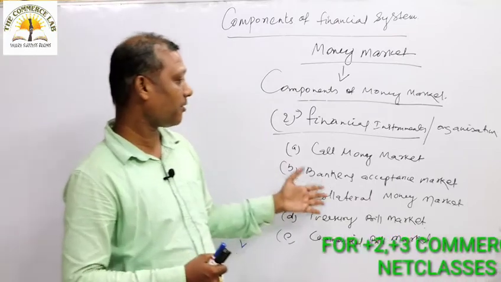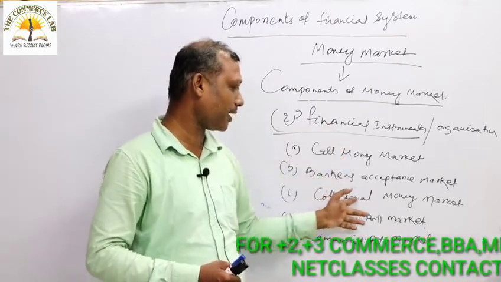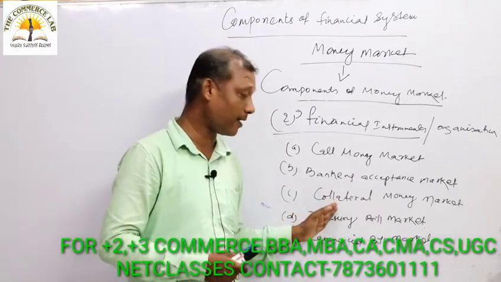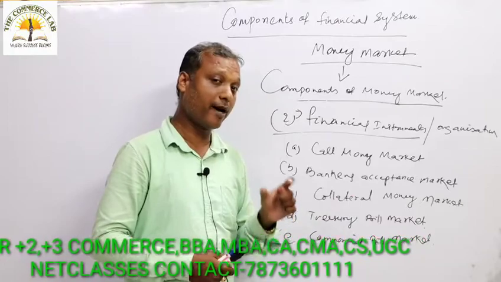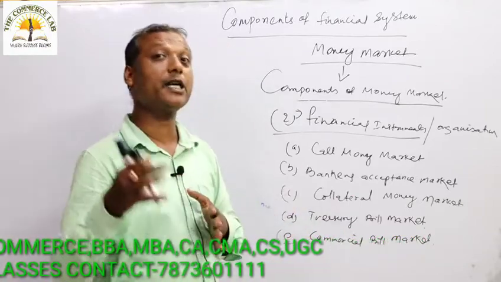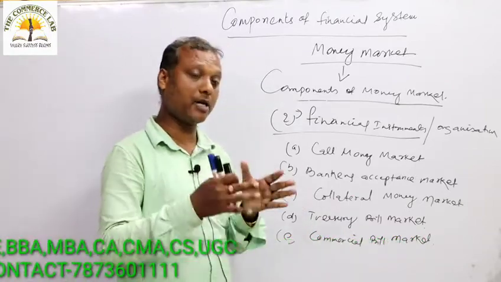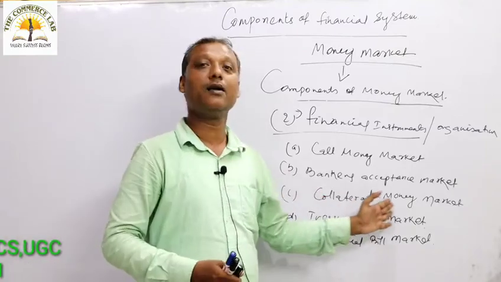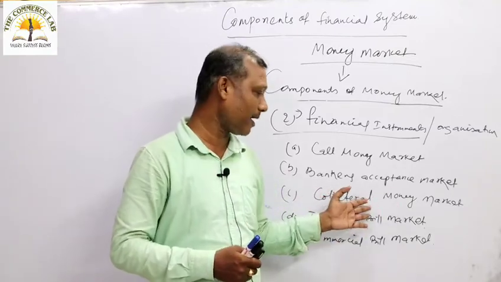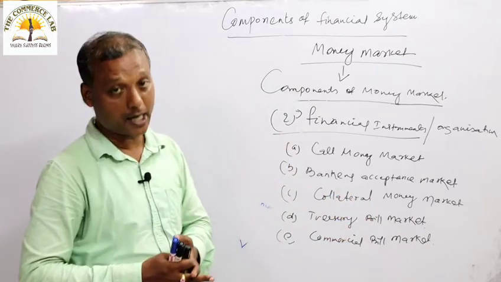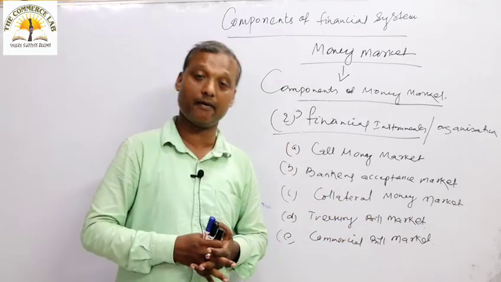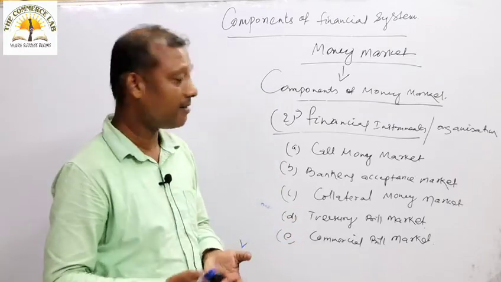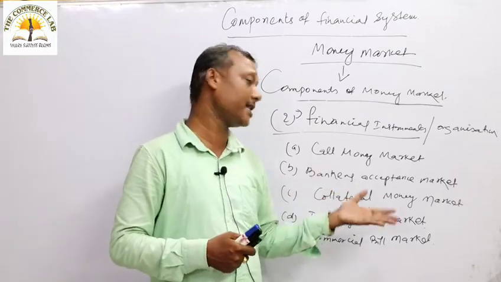Point number 3, your financial instrument, comes your collateral. What do you mean by collateral? Collateral means security. So the money market where loans are being provided against proper securities is called your collateral money market. In the collateral money market, securities play an important role, and the securities may be in the form of mortgage or pledge security usually.